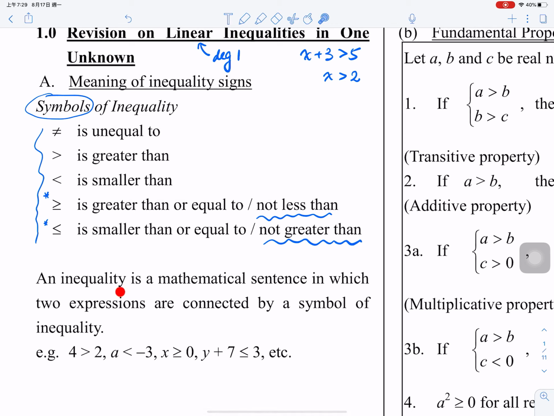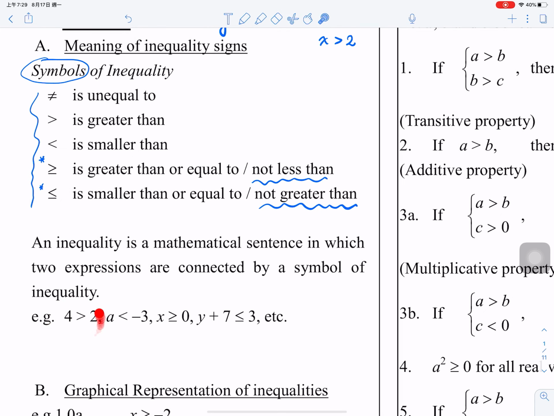An inequality is a mathematical sentence in which two expressions are connected by a symbol of inequality. So here, two expressions, maybe both of them are values, or sometimes one is an algebraic expression and one is a value, okay?